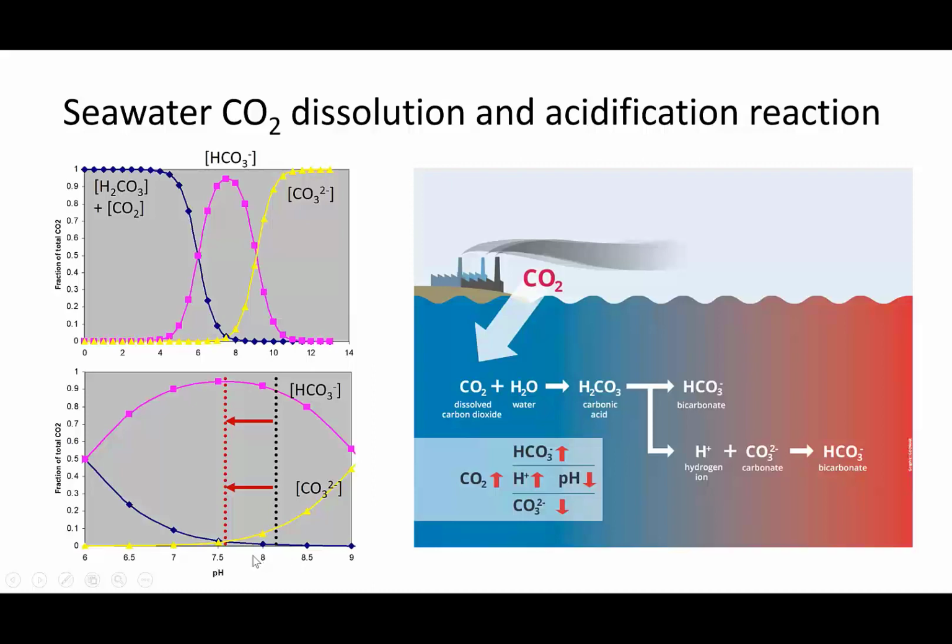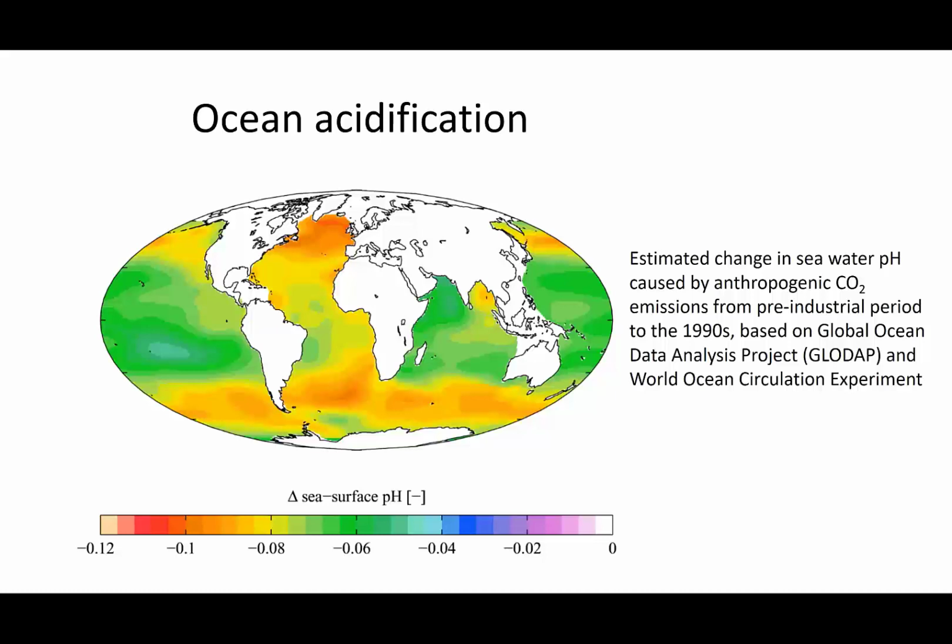Now, if we look at the change in surface ocean pH produced by anthropogenic CO2 emissions since the pre-industrial period to about the 1990s, we can see this sort of distribution where we have the ocean becoming significantly more acidic in these high latitude regions, high latitude North Atlantic and in the North Pacific, with smaller changes, although still significant, in the tropical regions.